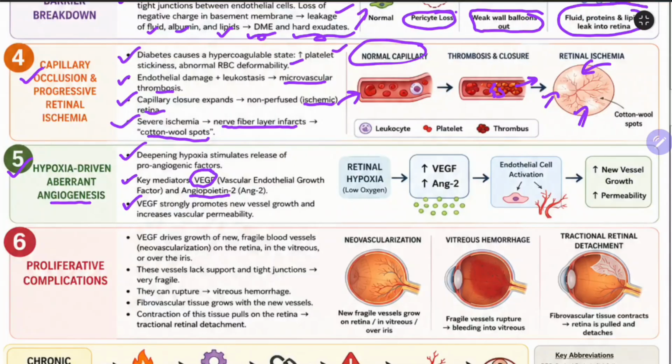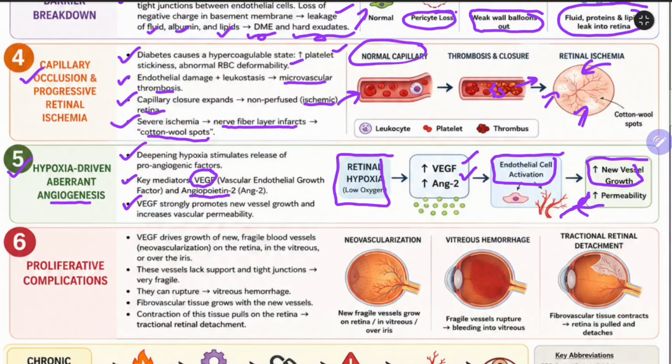VEGF strongly promotes new vessel growth and increases vascular permeability. See, when there is retinal hypoxia in the late stages of diabetic retinopathy, there will be increased VEGF, increased angiopoietin 2, and there will be endothelial cell activation, and there will be new vessel growth. But the problem with this new vessel growth is these new vessels are very fragile. They are leaky in nature. That's why these new vessels are harmful to the eye actually.